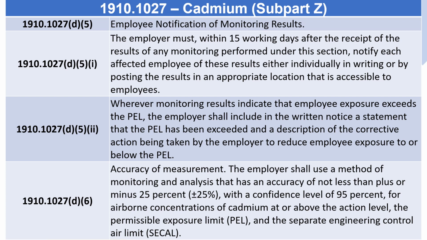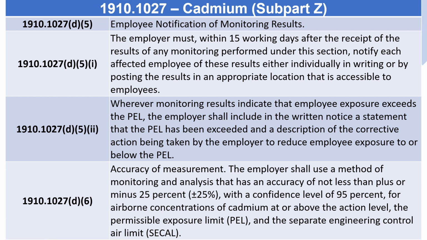1910.1027(d)(5) Employee notification of monitoring results. (d)(5)(i) through (d)(5)(ii) The employer must, within 15 working days after the receipt of the results of any monitoring performed under this section, notify each affected employee of these results either individually in writing or by posting the results in an appropriate location that is accessible to employees. Wherever monitoring results indicate that employee exposure exceeds the PEL, the employer shall include in the written notice a statement that the PEL has been exceeded and a description of the corrective action being taken by the employer to reduce employee exposure to or below the PEL.